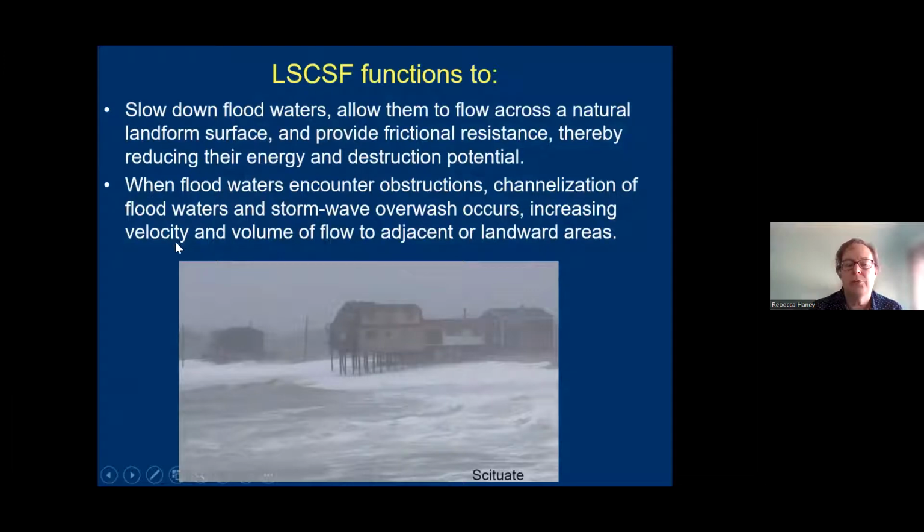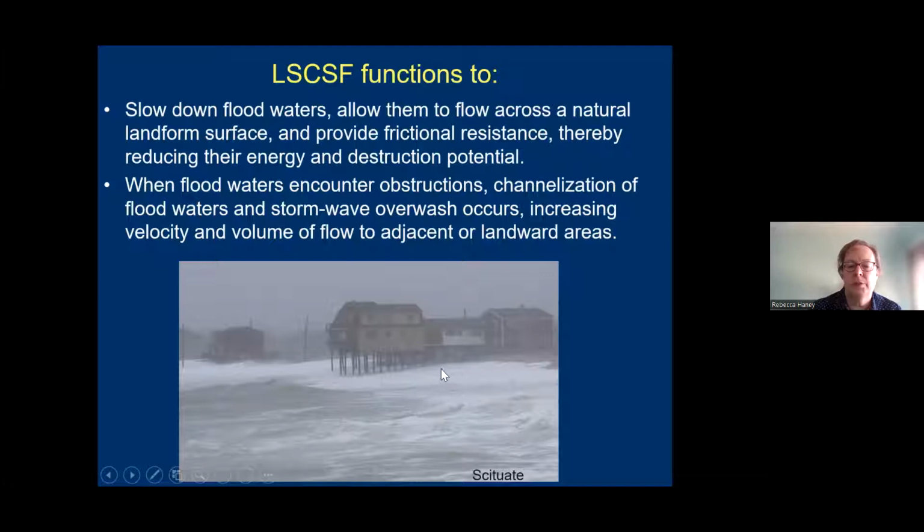So land subject to coastal storm flowage has a lot of different functions. One of those is to slow down floodwaters and allow them to naturally dissipate as they move across the landform surface, providing some frictional resistance, thereby dissipating the energy and the destruction potential. So as the waves move up onto this granular beach here, the beach moves and shifts and dissipates that energy. That natural function of the beach, with its gentle slope and the natural sand, gravel, and cobble in this particular beach, a mix of different sediments, those move and shift to dissipate that energy.